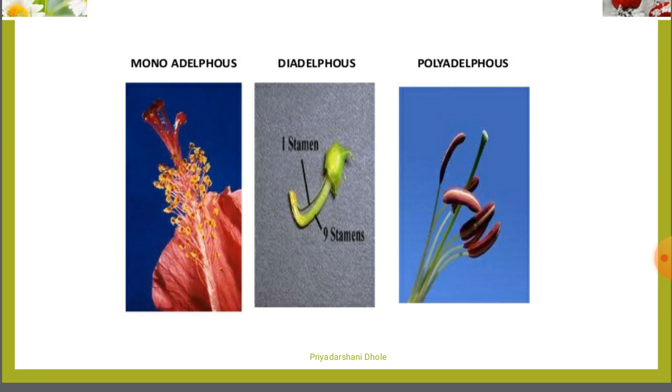This is the example of monoadelphous: all anthers are attached to one tube, which is called monoadelphous. Diadelphous means the anthers are attached to two bundles of filaments. Polyadelphous means the anthers are attached to many bundles of filaments, which is called polyadelphous.